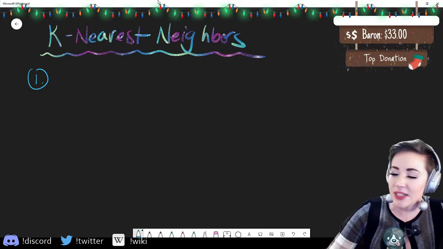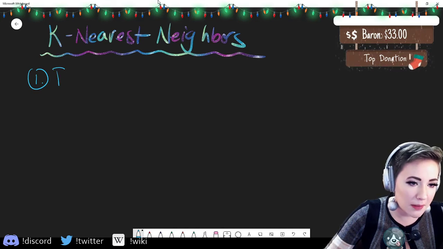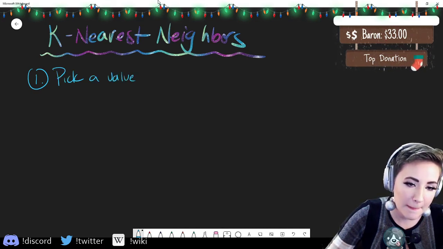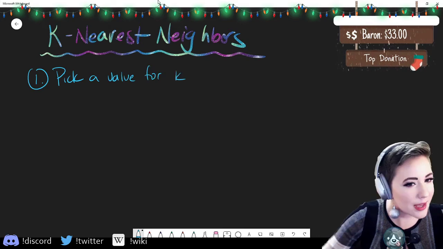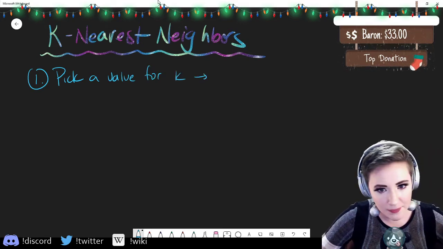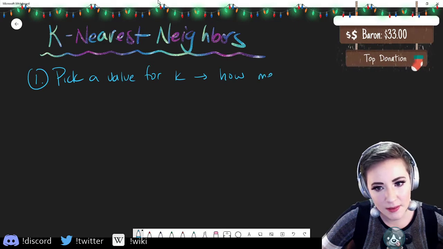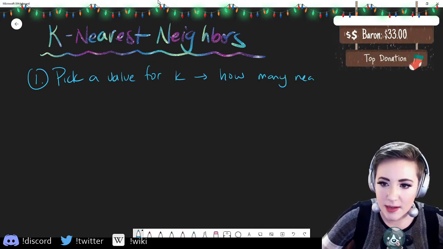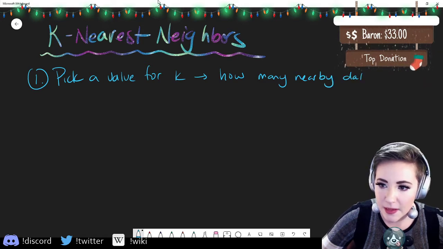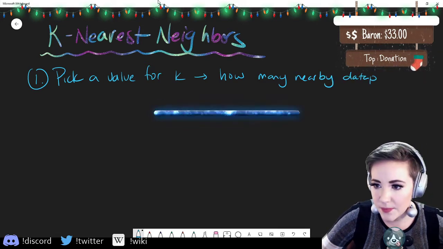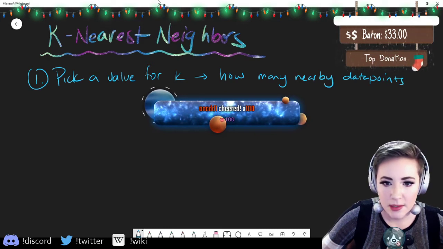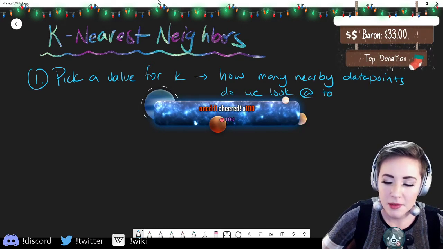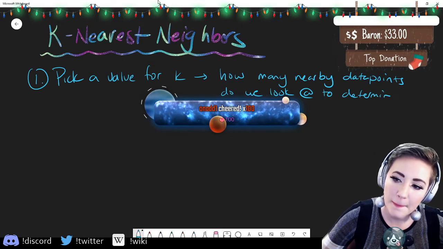All right. So, the first thing we're going to do is we're going to pick a value for k. What does that mean, right? What is k? How many? How many nearby data points do we look at to determine our label?